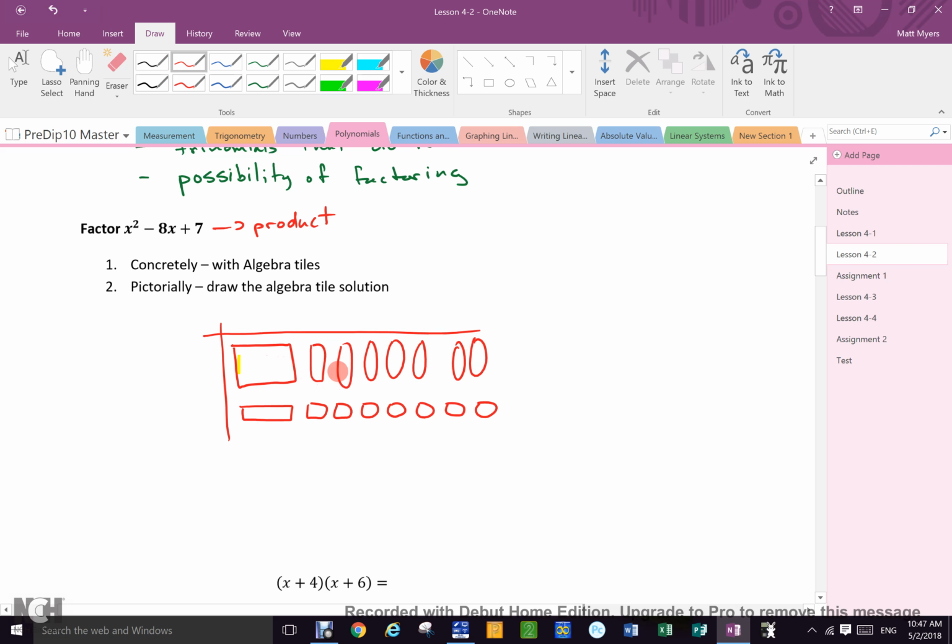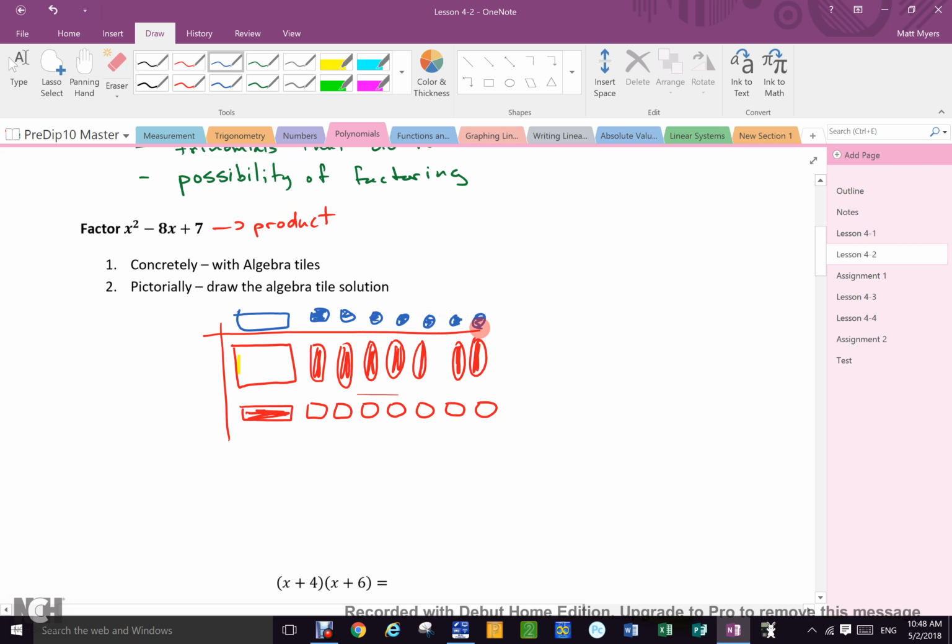Now, is this this? No. Is that a rectangle? X squared, there's an x squared, negative 8x's. So all of these need to be shaded in. Yes? So now I have a rectangle as a product. Where do the factors live? The outside. On the outside. What is that? X. What is that? Negative 1, and I need 7 of them.